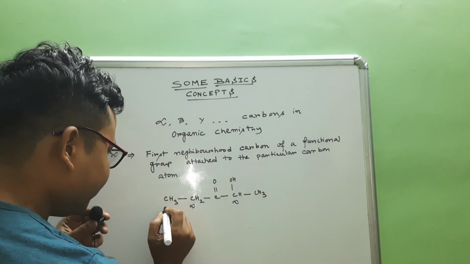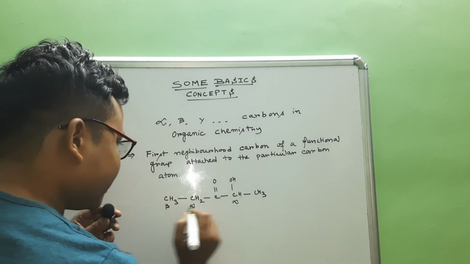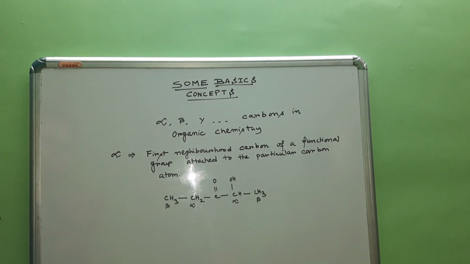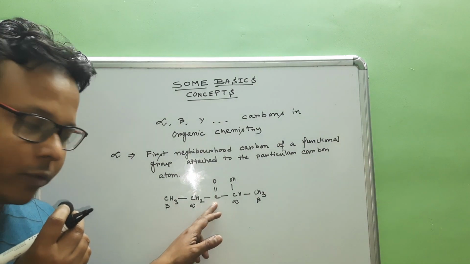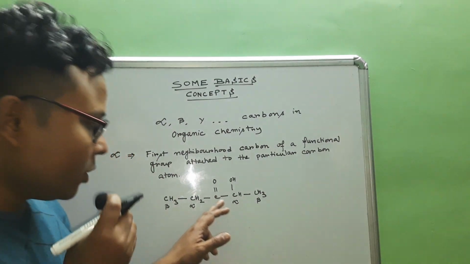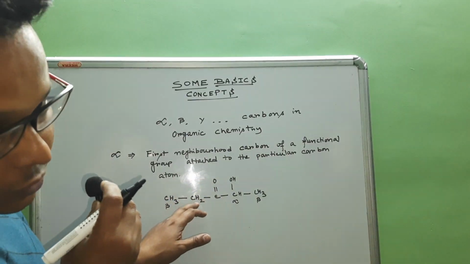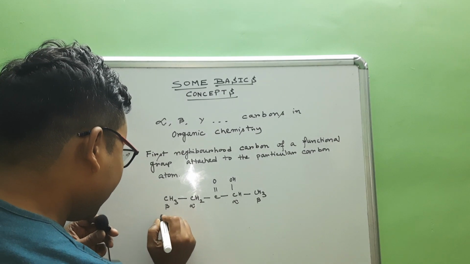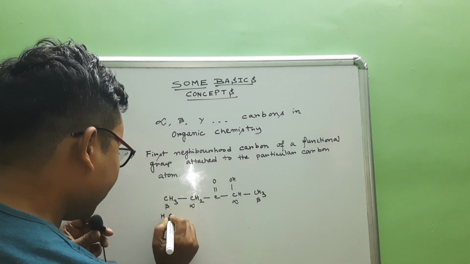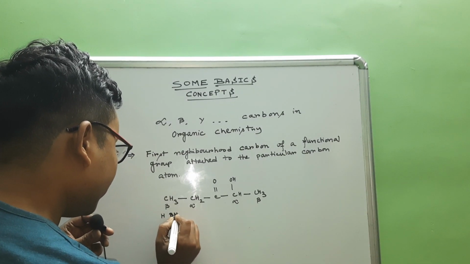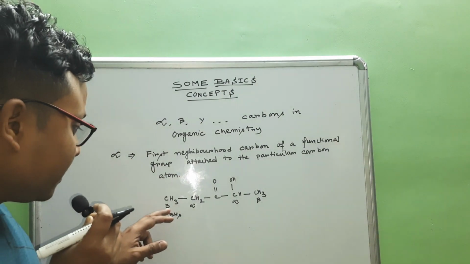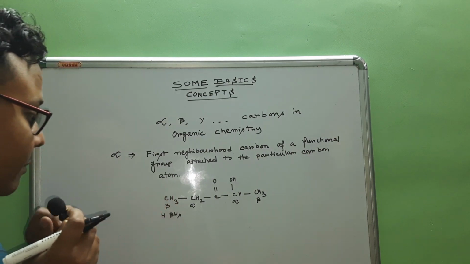And beside the alpha carbon atom, this is the beta carbon atom. This is the beta carbon atom. So with respect to the keto functional group, mind it, we regard this as the alpha carbon atom. And the hydrogen atoms here are beta hydrogens. So what are the beta hydrogens? Beta hydrogens are the hydrogen atoms attached to the beta carbon.